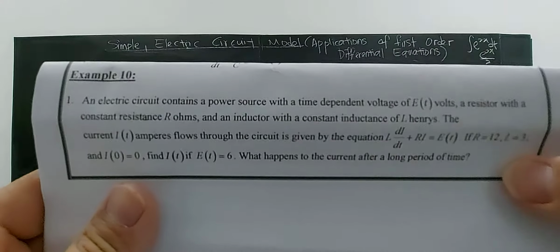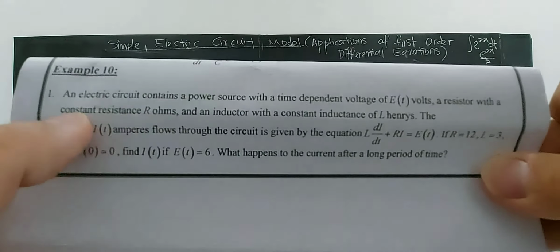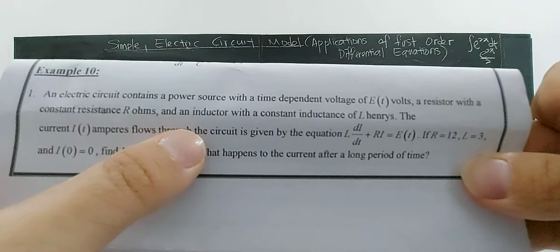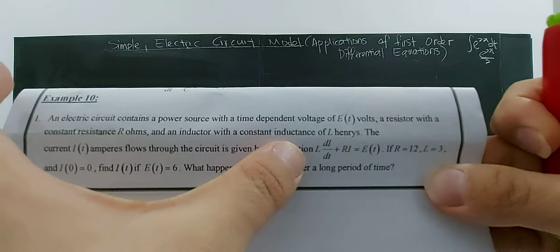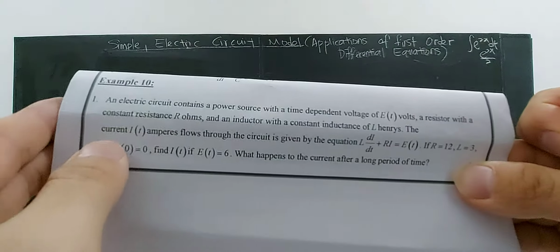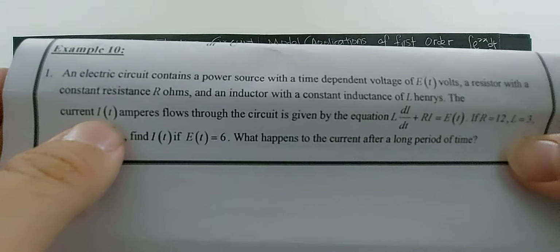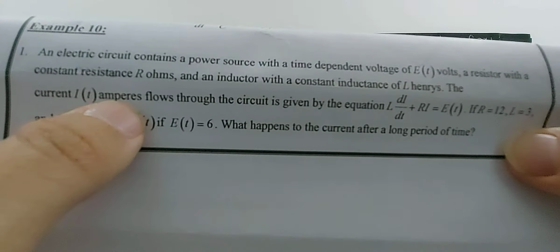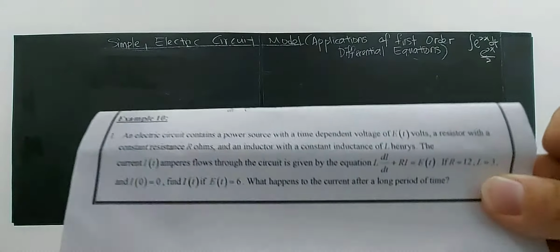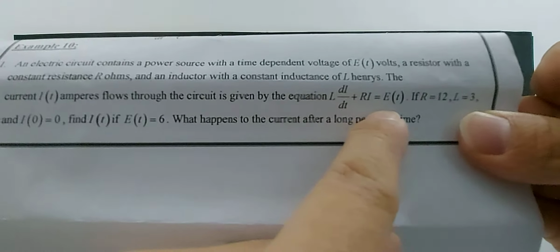A battery with voltage E, a resistor with a constant resistance R, and an inductor with a constant inductance L. E, L, and R are constants, and the current i(t) is a function of time. The amperes flowing through the circuit is given by the equation I wrote just now: L di/dt plus Ri equals E(t).